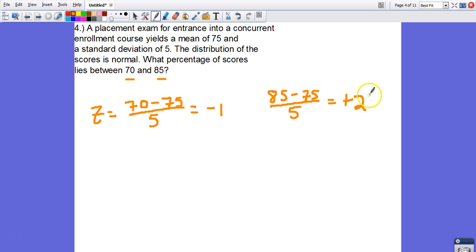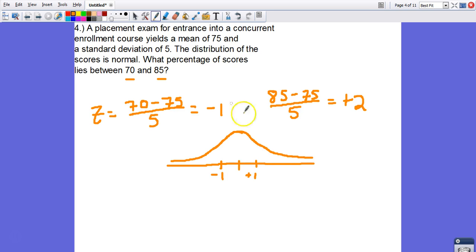So what percentage of scores lies between negative 1 and positive 2? We should be able to do this just by looking at a normal distribution. We know that between negative 1 and positive 1 is 68%, right? That's 68%.